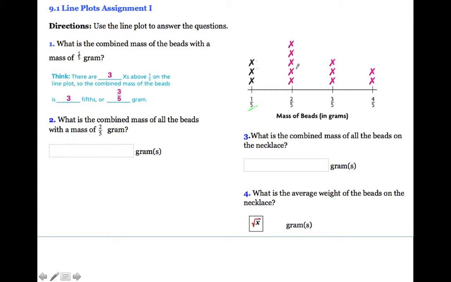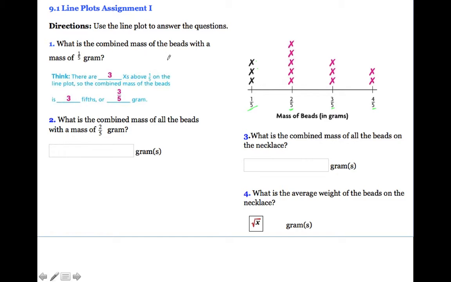And then there are 5 beads that have the weight of 2/5. There are 3 beads that have the weight of 3/5 of a gram, and then there are 2 that have the weight of 4/5. So altogether there are 1, 2, 3, 8, 11, 13 beads. So all in this necklace, there are 13 beads altogether.